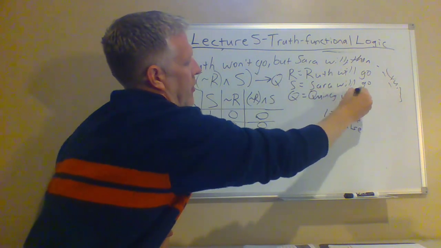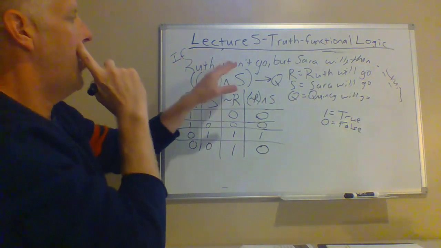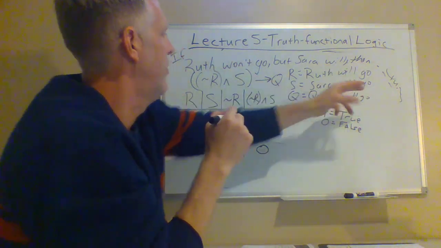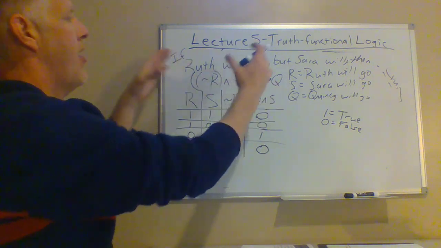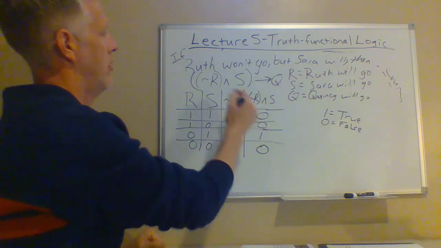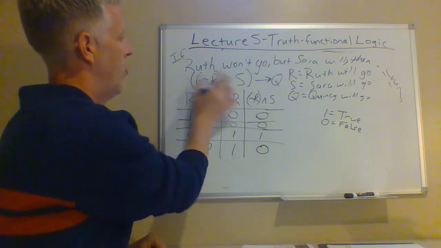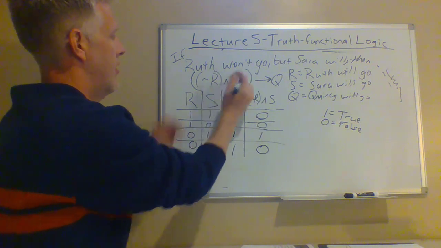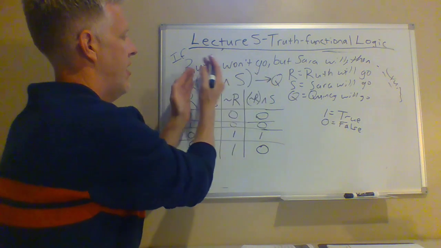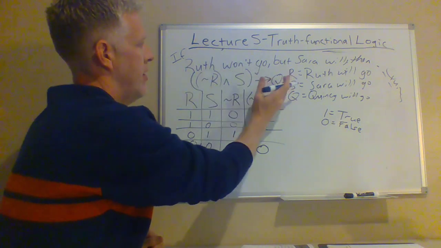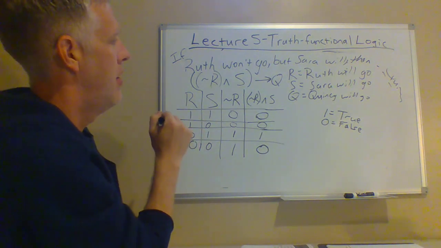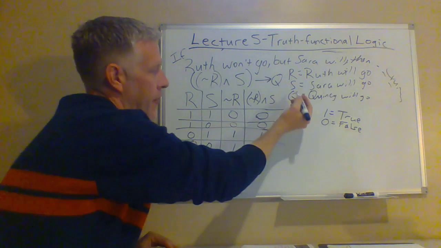let's say just Quincy will go. If Ruth won't go but Sarah will, then Quincy will go. That's actually represented right there, and that whole thing becomes a conditional, which is indicated by these parentheses. This whole thing is on the left side of the arrow, and if that all is true, then they're saying this will be the case. So in that case, we would actually have 3 claim variables.